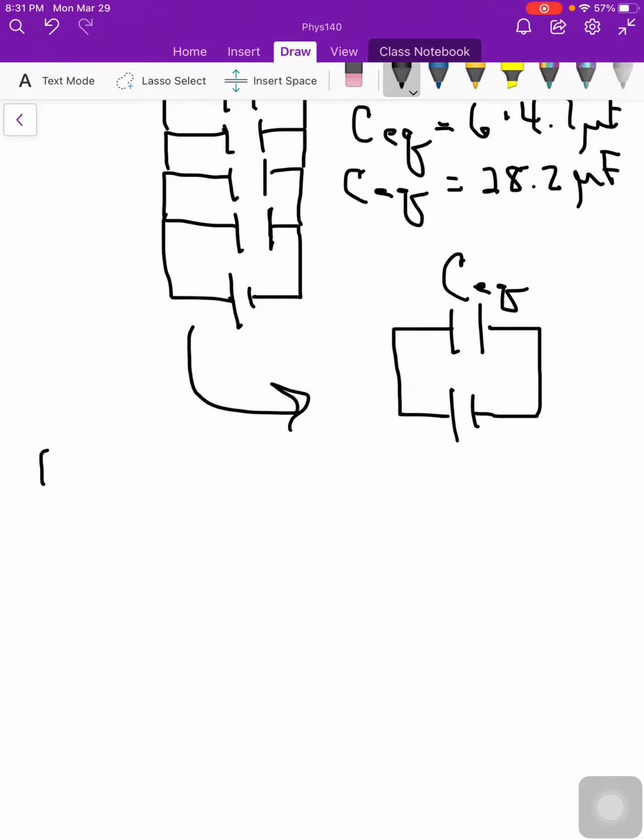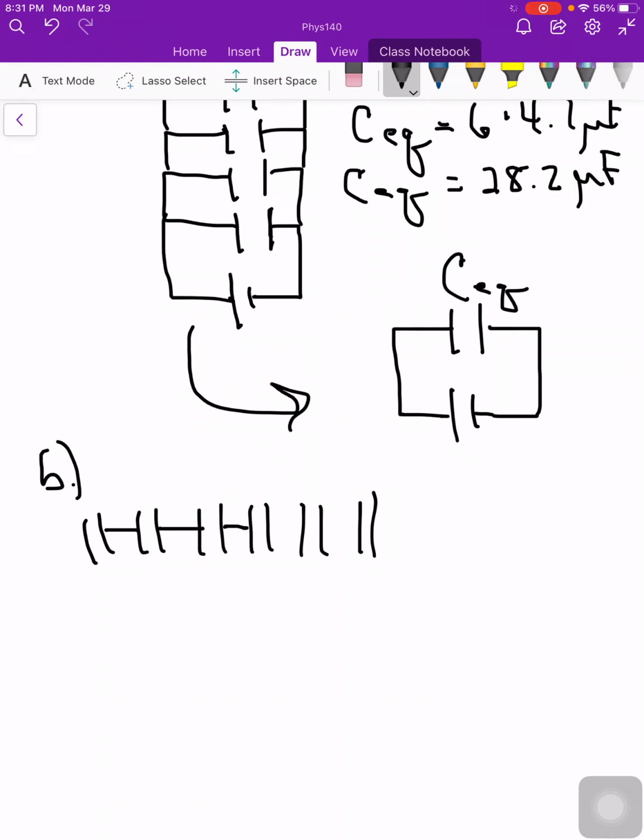Okay, so for B, in this case, we have them in series. So I'm going to do 1, 2, 3, 4, 5, 6. So these are going to be connected like this. And then these are going to be connected to my voltage source like that. Notice I'm drawing for a voltage source, the long side is the positive side and the short side is the negative side.